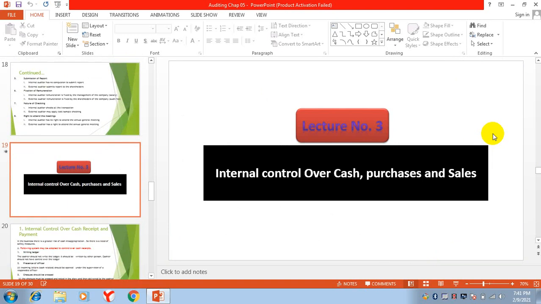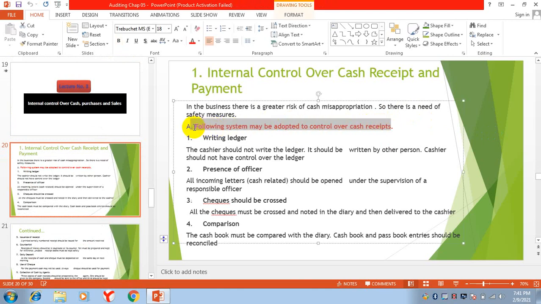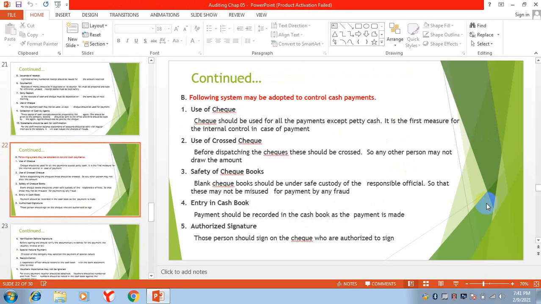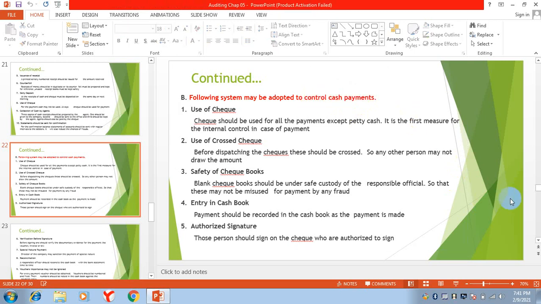Then we discussed internal control over cash purchases and sales. In this part, we discussed internal control over cash receipts. Then after that, we discussed internal control over cash payments, in which we discussed that we would use checks if you want to control your payments, and when using checks, especially cross-checks.